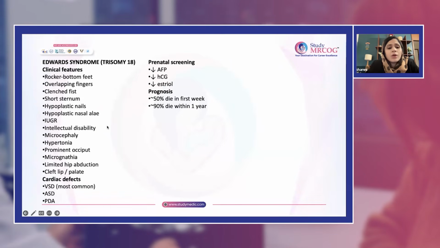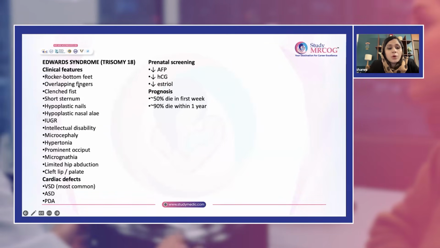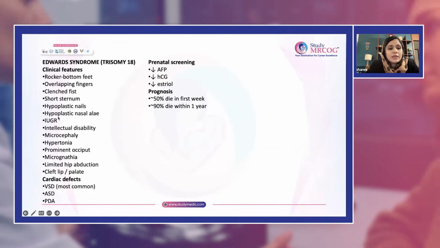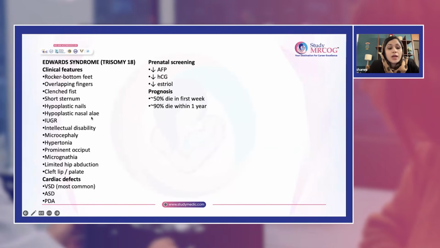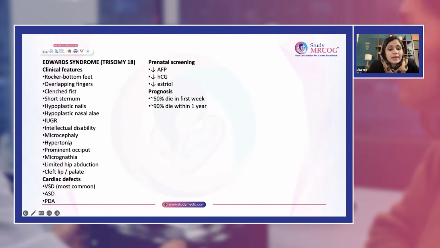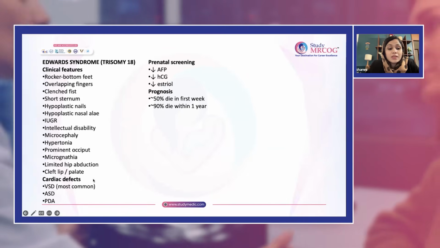Edwards syndrome, all these may come as questions. The rocker bottom feet, overlapping fingers, clenched fist, IUGR, hypoplastic nasal bone, then cardiac defects, where VSD is the most common.